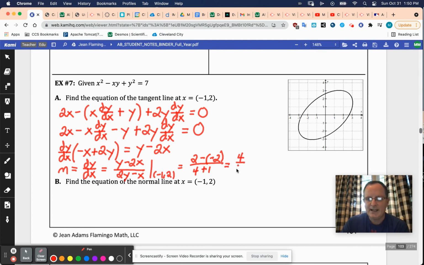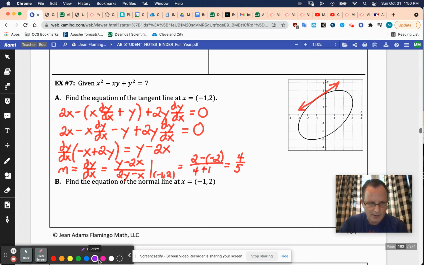And that's all I need because I've got everything else. I have the x and the y, and now I have the slope. So that tangent line, let's see if I can even come close to drawing it. That tangent line right there has a slope of 4/5. So here's the answer then, over here to the side.